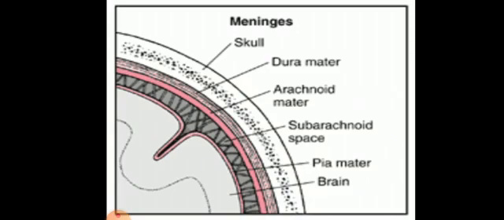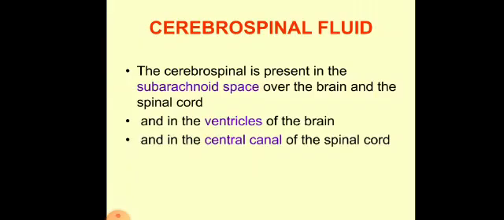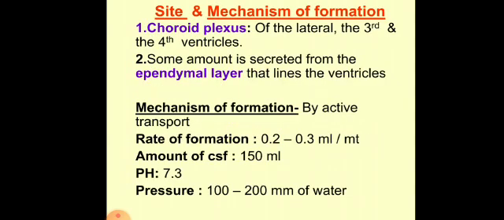So you can see that here, the outermost layer, which is the dura mater, then you have the arachnoid mater, and then you have the pia mater. Now let's go to the cerebrospinal fluid. I've already mentioned it to you all, it's only that I've just put it up in points here. It's present in the subarachnoid space over the brain and the spinal cord, and in the ventricles of the brain, and also in the central canal of the spinal cord.